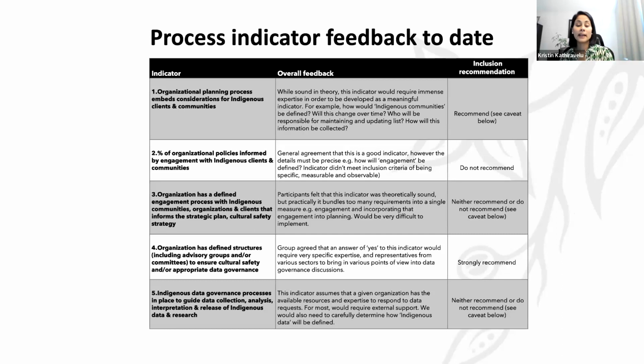And you'll see in the right-hand column that the feedback did vary quite widely depending on the indicator and the rationale that was presented, but lots of great feedback that I'll talk a little bit more about at the end.